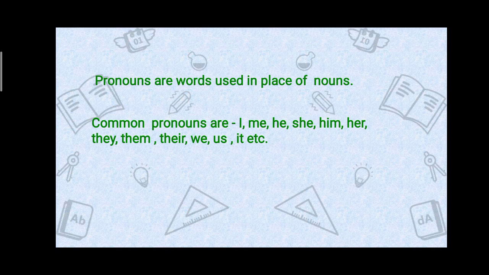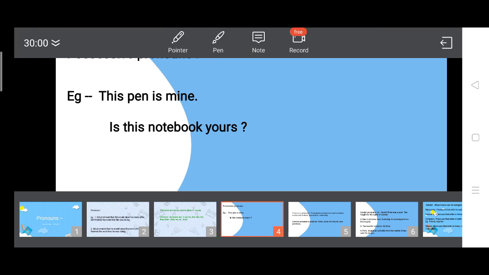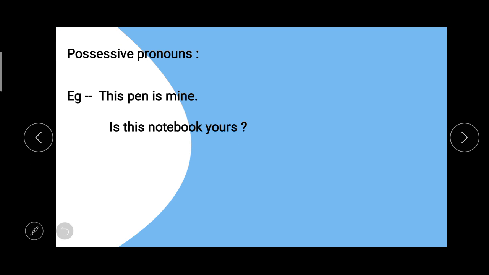So today we are proceeding further, where we will discuss some other kinds of pronouns, and they are possessive and gender pronouns. So at first let me show you the possessive pronouns. So students, to understand the possessive pronouns, you can see I have included two examples here. Number 1, this pen is mine, and number 2, is this notebook yours?